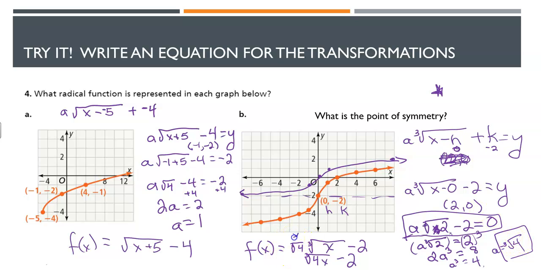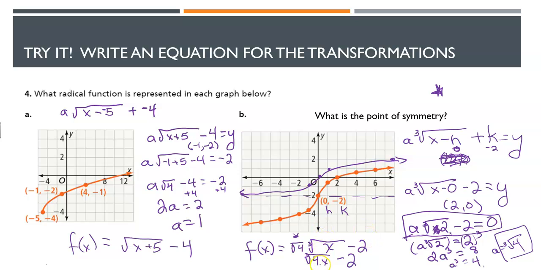Then I went over here and I wrote the cubed root of 4 for a, then the cubed root of x, and then the minus 2. Well, the cubed root of 4 and the cubed root of x have the same index, so I can combine them underneath and just say it's the cubed root of 4x minus 2.